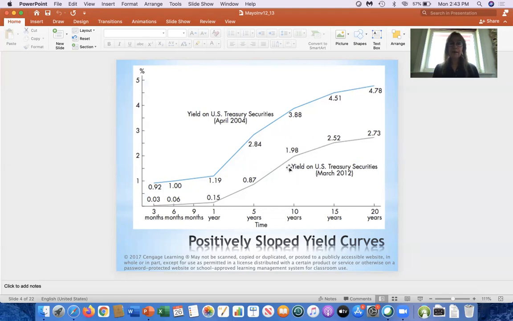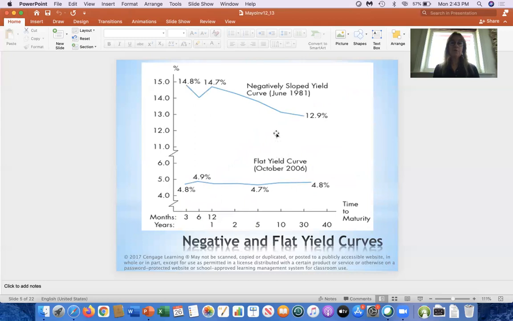Now you can get these negative sloped yield curves. This happened in the 1980s. So let's look at this. This is 1981. We had this negatively sloped yield curve. So let's see, a 1-year bond was paying 14.7%. This is a government bond paying almost 15% in 1981. But a 40-year bond was only paying 12.9%. It's negatively sloped.